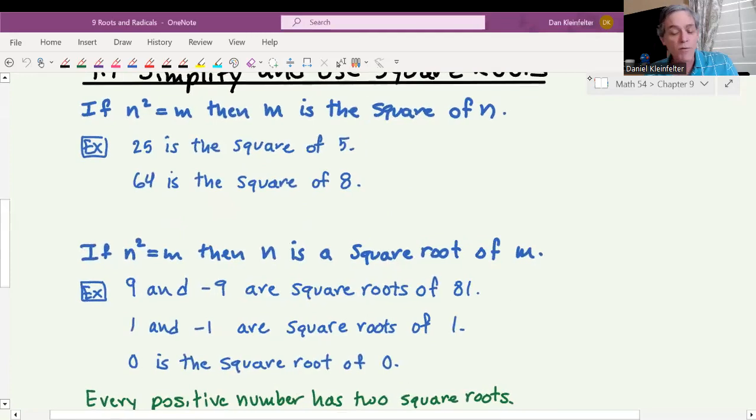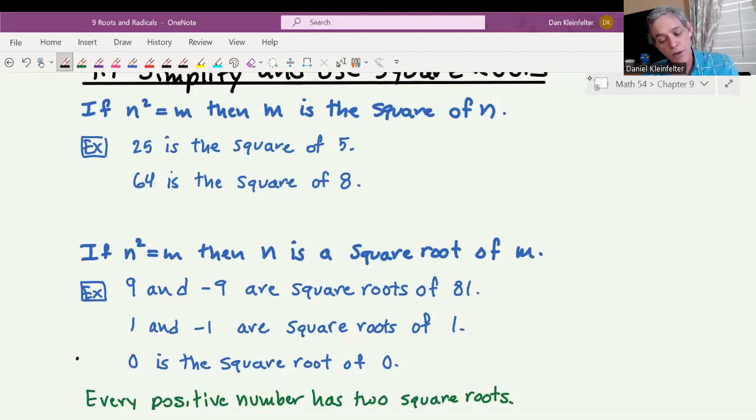First of all, let me remind you what the square of a number is. If n squared equals m, then m is the square of n. Examples would be 25 is the square of 5, 64 is the square of 8. This allows us to think about square roots. If n squared is equal to m, then n is a square root of m. So 9 and negative 9 are square roots of 81. 1 and negative 1 are square roots of 1. 0 is the square root of 0.